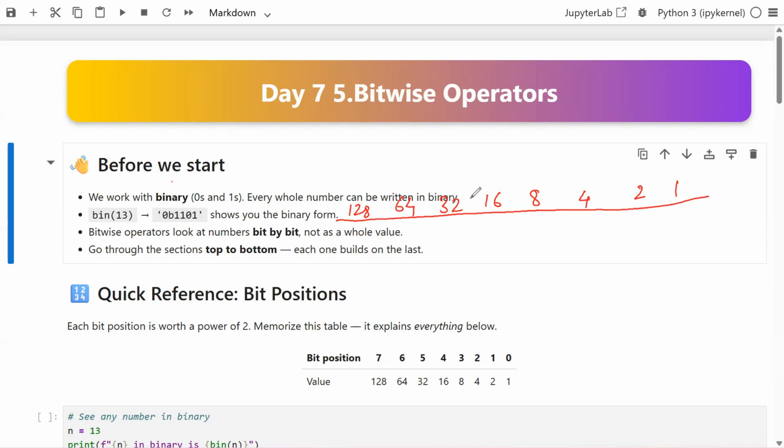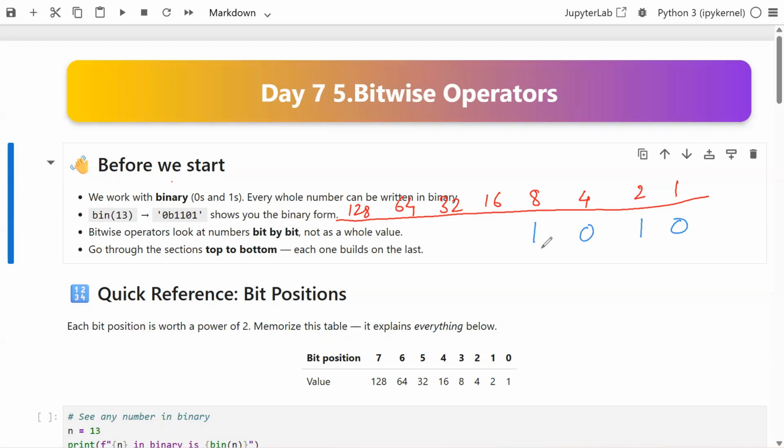Suppose I want the binary number of 10. You have to select those numbers which can be added so that the addition will be 10. Here 8 and 2 are the two numbers which can give you 10. So I am giving 1 and 1, and the rest of the numbers are 0. So this is the binary number of 10.